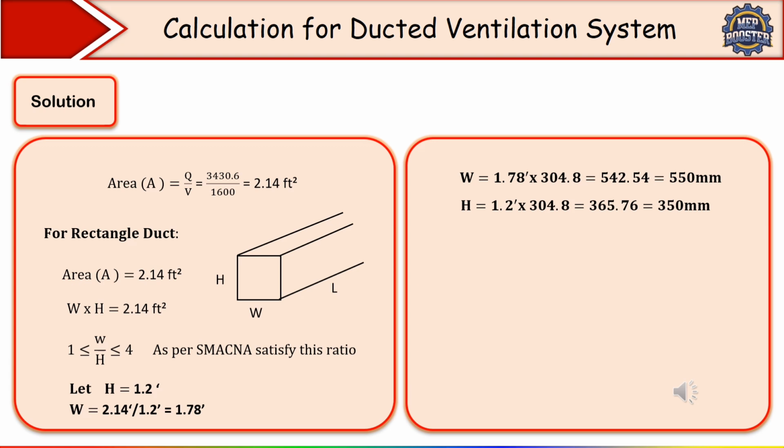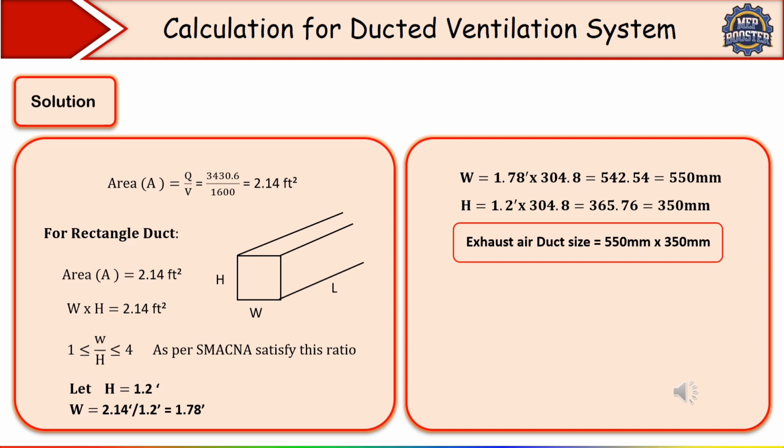350. Now what you have to do is just take the ratio, width divided by height. When you take the ratio, the value is coming between the range 1 to 4. It means your condition is satisfied, you can take this value, it is correct. So finally we have calculated the exhaust air duct size: 550 width and 350 height. In this way we have to do the calculation for a rectangular duct.